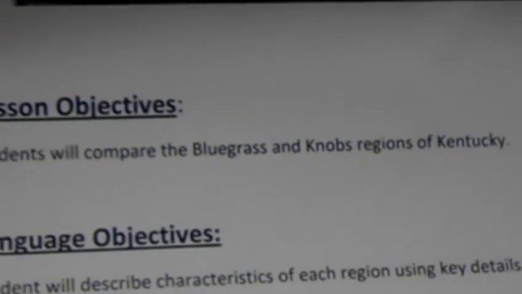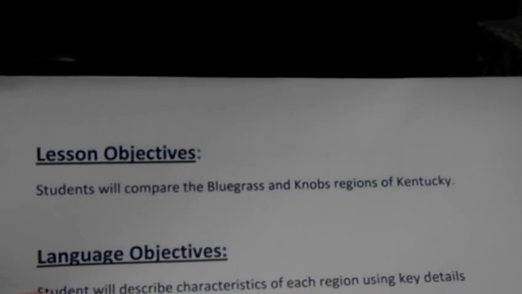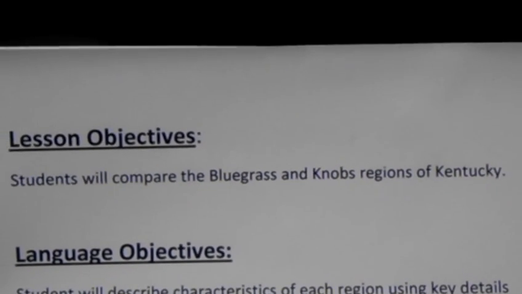So for the lesson, the main lesson objective is this. The lesson objective is students will compare the bluegrass and knobs regions of Kentucky. And they will do that based upon the 2 articles that they are reading. One is on the bluegrass, one is on the knobs region.